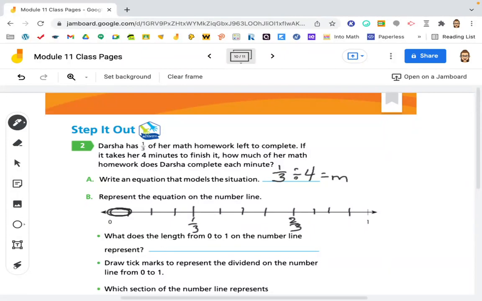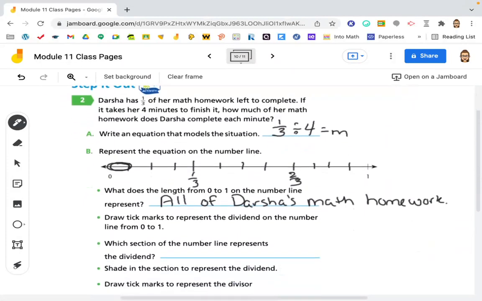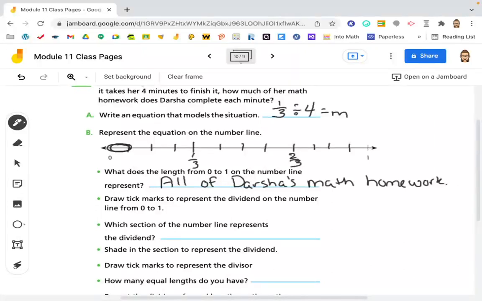So then it says, what does the length from 0 to 1 on the number line represent? That would be all of Darsha's math homework. And it says, draw tick marks to represent the dividend on the number line. So we did that. Which section of the number line represents the dividend? That's the section from 0 to 1/3. Shade in the section to represent the dividend.